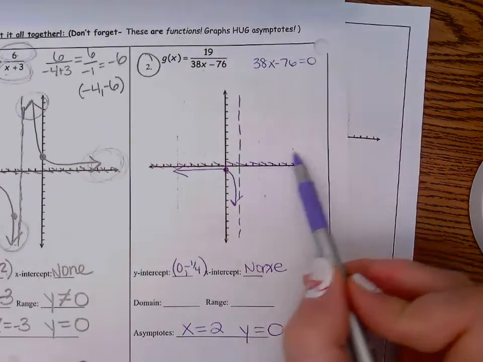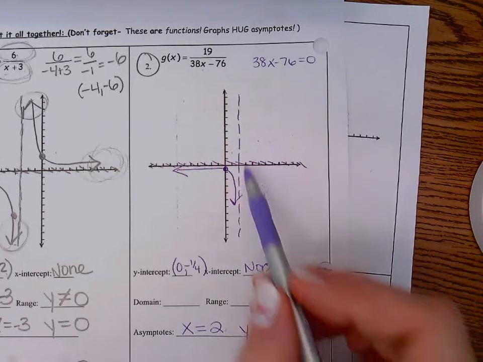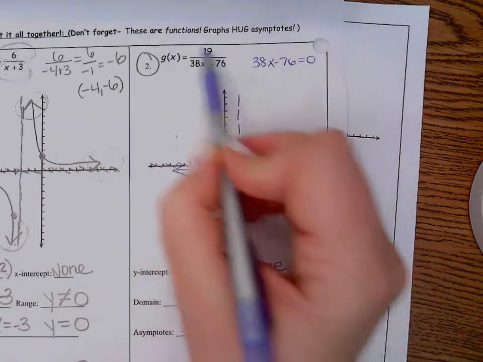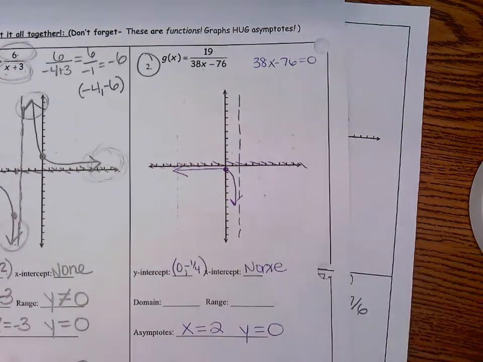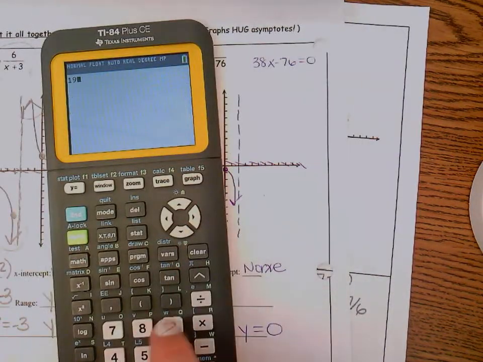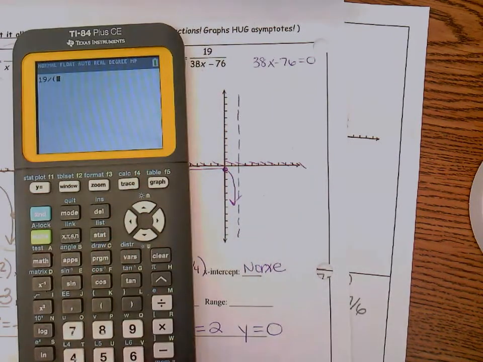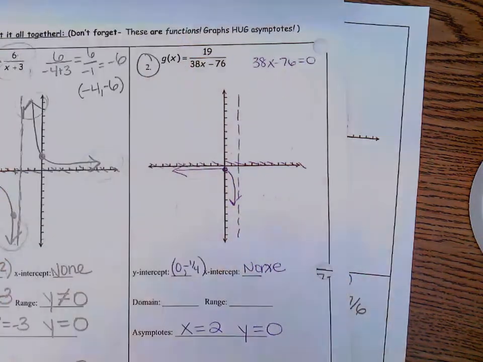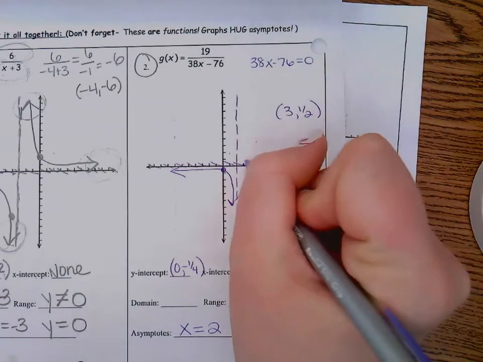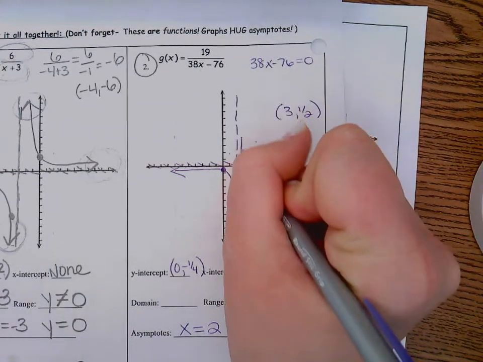And I'm not sure where the other elbow of the graph is going to go. Does it go up here or does it go down here? So I'm going to plug in the value either 3 or 4 or 5 in the original function to see what I get. So if I plug in a value of 3, 19 divided by parentheses 38 times 3 minus 76 is 1/2. So at 3, my graph is at 1/2, which is right here. So there we go.